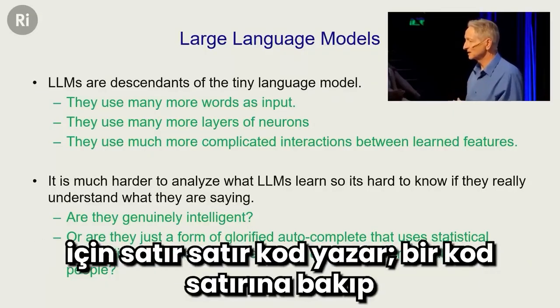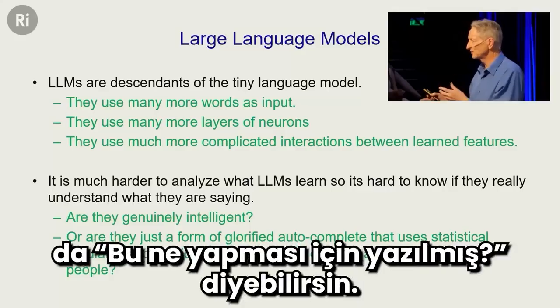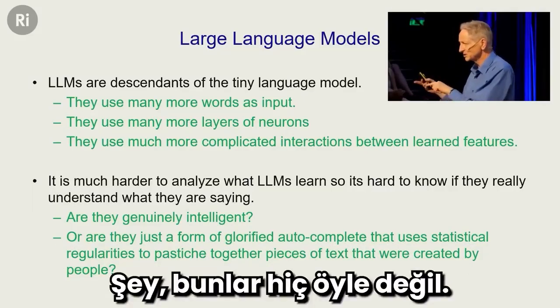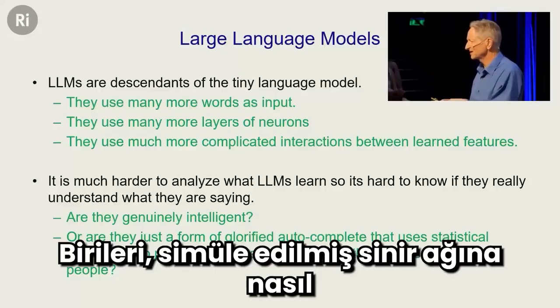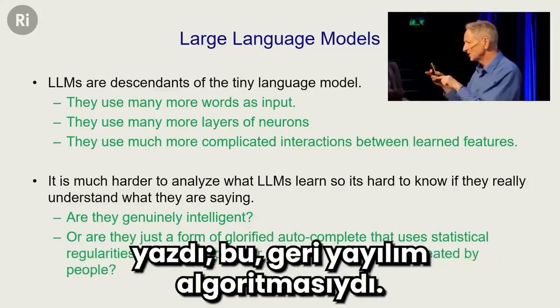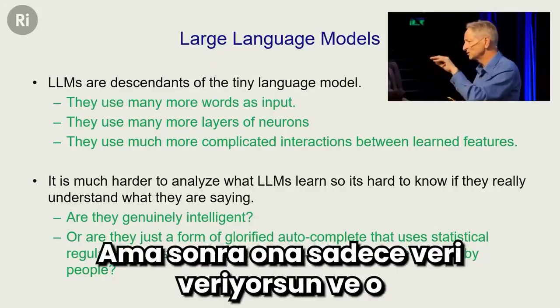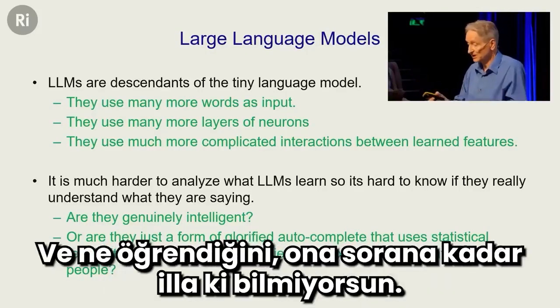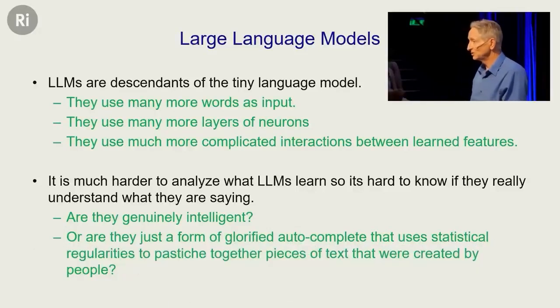They're very unlike computer software. Computer software, someone wrote lines of code to do something, and you can look at a line of code and say, what was that meant to do? These aren't like that at all. Someone wrote lines of code to tell the simulated neural network how to learn. That was the backpropagation algorithm. But then you just give it data and it learns, and what it learns just came from the data. And you don't necessarily know what it's learned until you ask it.